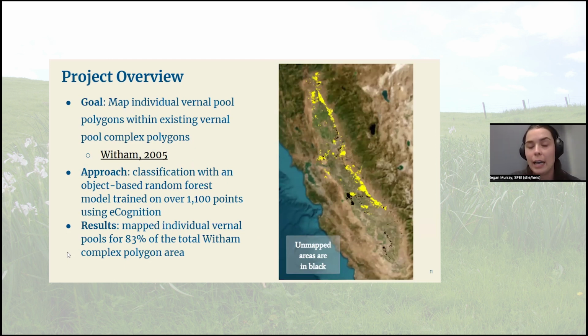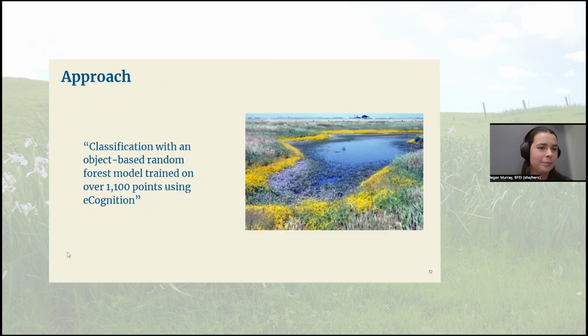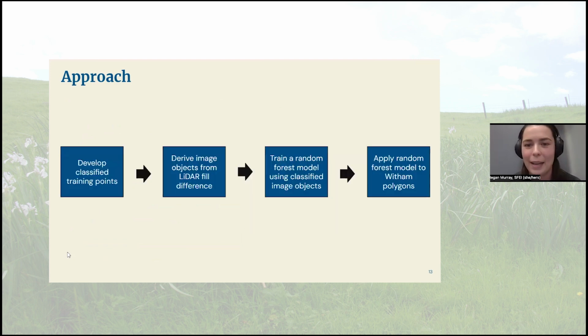So we did this using an object-based machine learning model, which I know is kind of word soup. We'll talk more about that in a minute. And we were able to map around 83% of the vernal pool habitat in the Central Valley, which is really exciting. So I know this is total word soup, but our approach was doing classification with an object-based random forest model trained on over 1,100 points using eCognition. This is probably pretty meaningless to you right now, but maybe we can go through it step by step and understand exactly what was going on here.